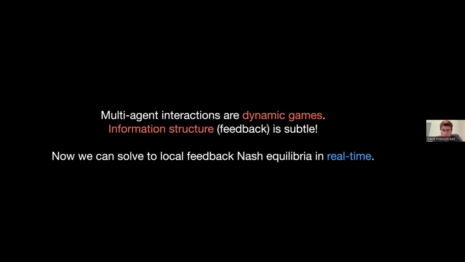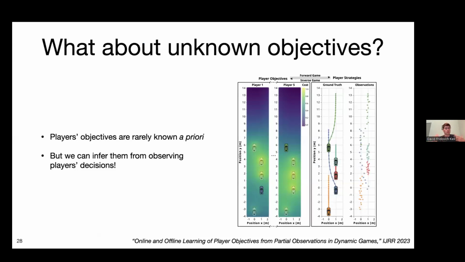So now that we can solve these feedback games efficiently and often in real time, there's a few questions. The first one is, what do we do when we don't know what other players want? Everything I've told you so far is predicated on the assumption that we know what all the players' objectives are. But of course, in practice, if you're driving on the highway, you're not going to know exactly what every other driver wants. It turns out we can at least do something intelligent here to figure out what other players' objectives are.